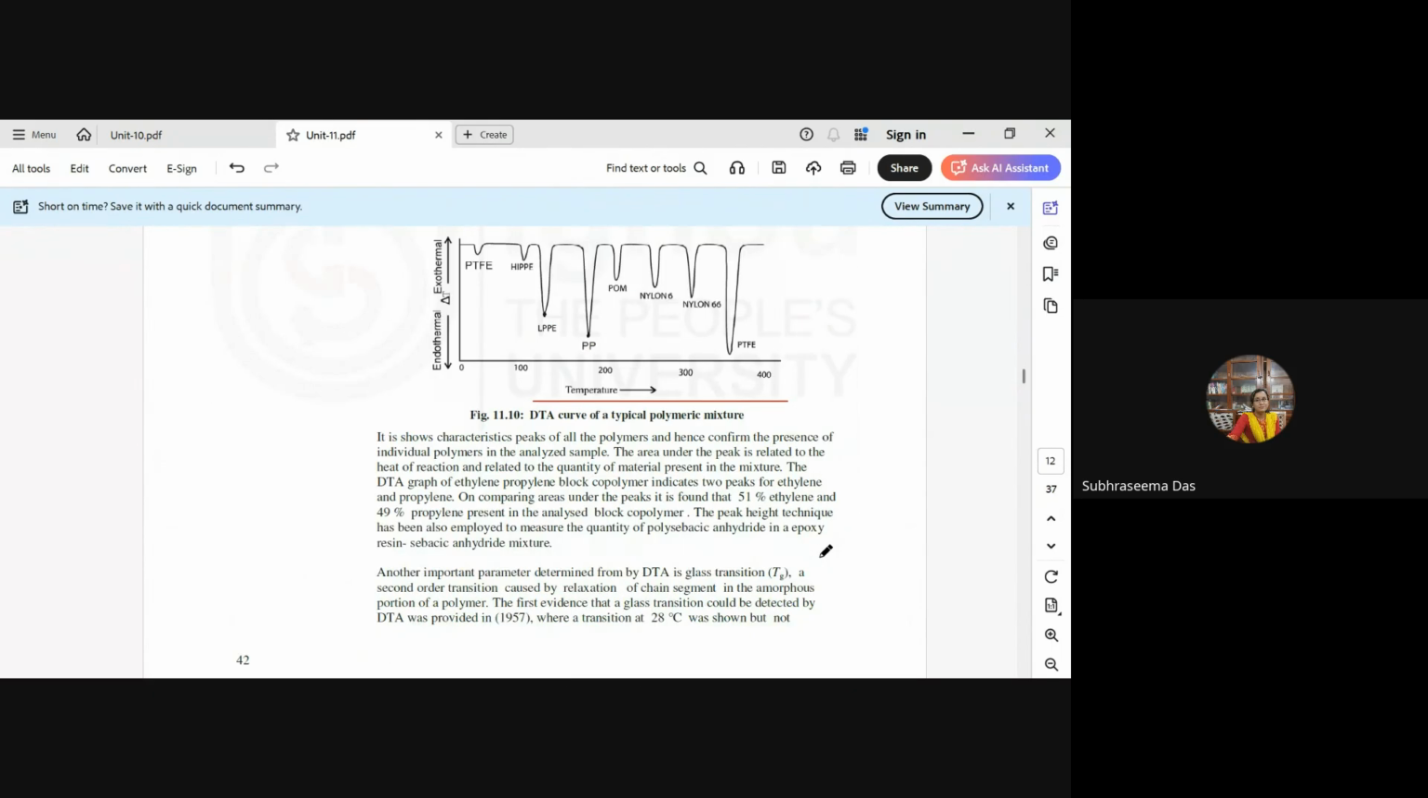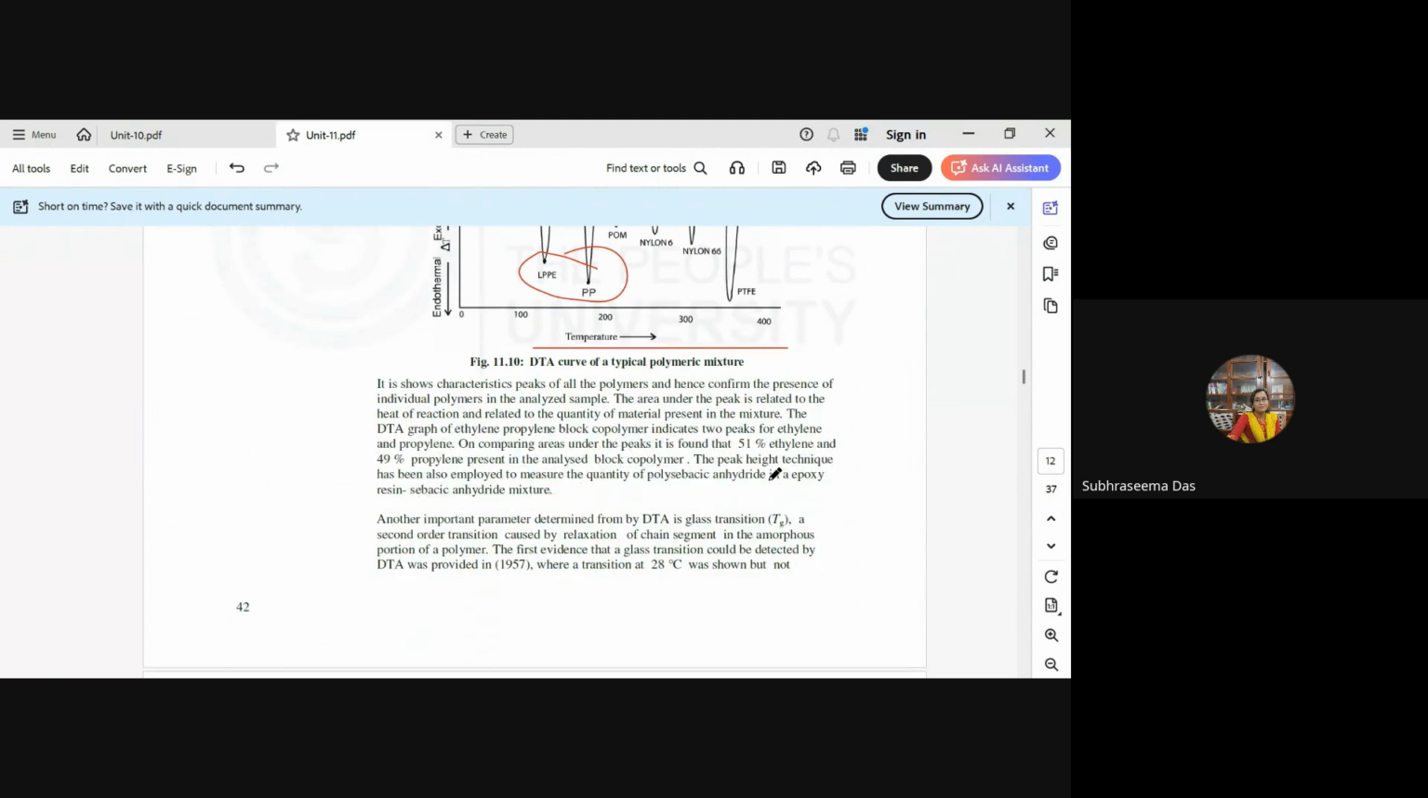It shows the characteristics of all the polymers, and comparing this data, we see that PTFE for 51% of ethylene and 49% of propylene is present in the analyzed block copolymer. So looking at this data, we can find out the amount of polymer that is present in a particular polymeric mixture.